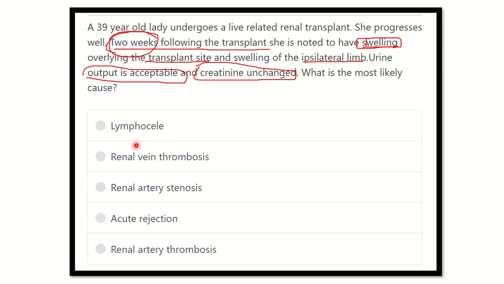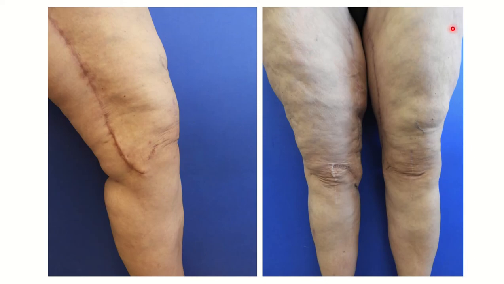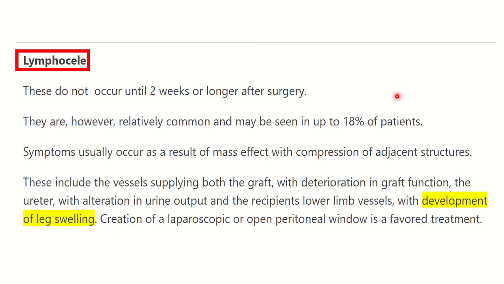So let's have some explanation regarding this, but we have to remember that swelling occurs not only in the transplant site but also in the ipsilateral limb. Here we can see the swelling of the limb, and this is one of the pictures of lymphocele. This view is important to remember. Lymphoceles do not occur until 2 weeks or longer after surgery. So for lymphocele, at least 2 weeks are required. Before 2 weeks, lymphocele is usually not possible.